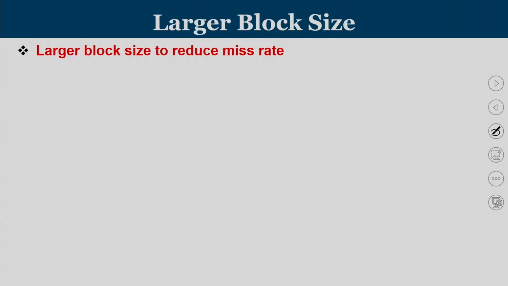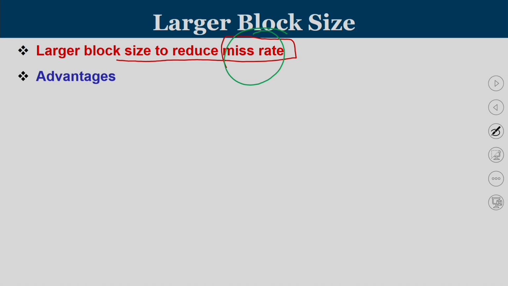Let us see the first optimization. The first optimization that is done to improve average memory access time is to increase the block size of the underlying cache memory. Whenever we go for a larger block size, we are able to reduce the miss rate. So, miss rate is the parameter which we are going to focus our attention on now. How does this happen? The advantage of going for larger blocks is that we are trying to utilize spatial locality.